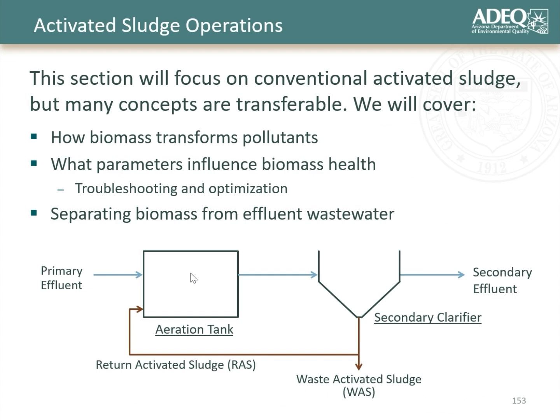Despite these different variations, we're going to focus on the conventional activated sludge system because many of the concepts are transferable, and it is, at this point, the most standard way that wastewater treatment systems are configured in the state. What we're going to cover is, number one, how biomass transforms pollutants in the system, number two, what parameters are important for biomass health to ensure good performance, and also how you separate solids, the biomass, from the wastewater effluent as well.